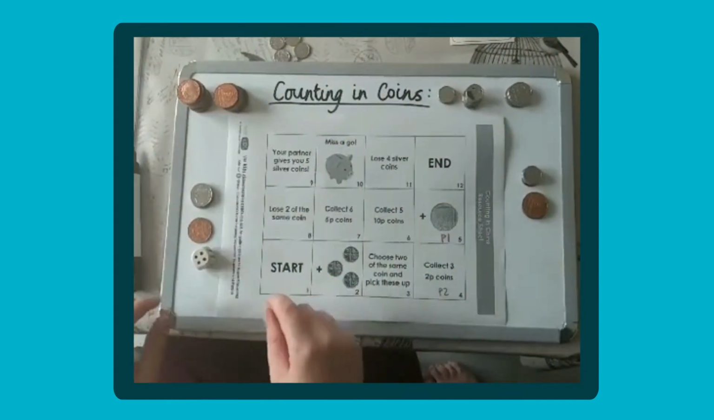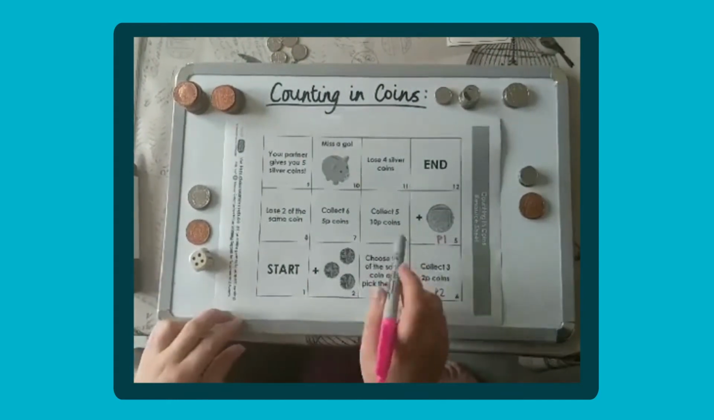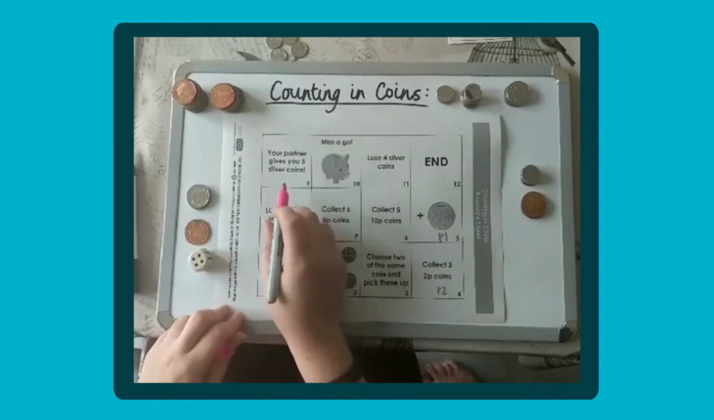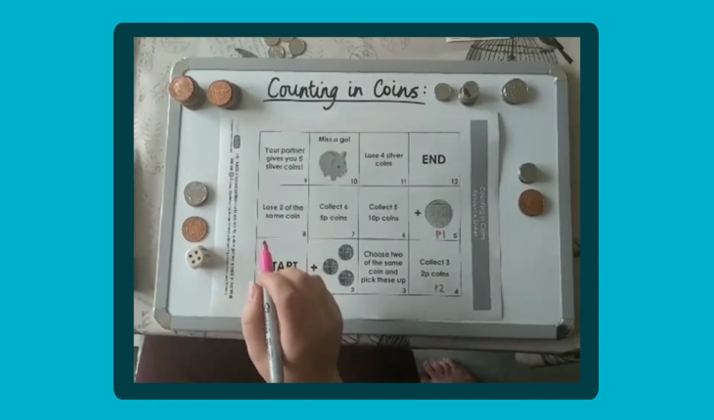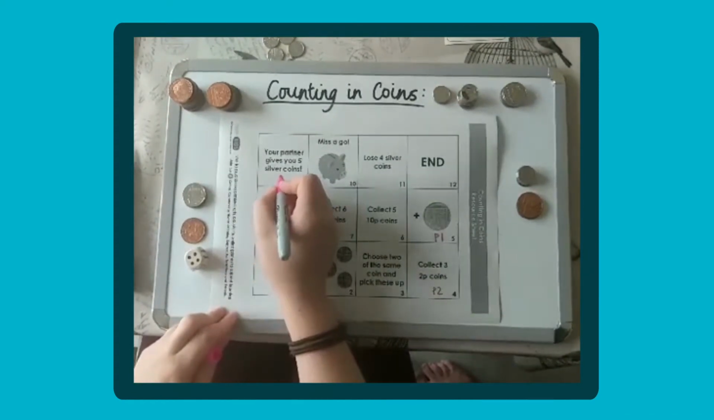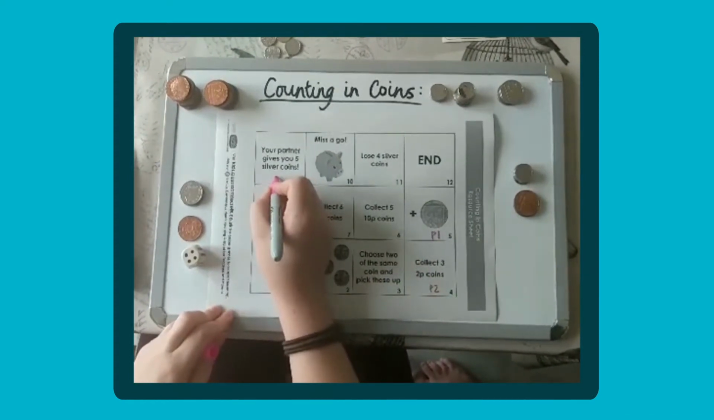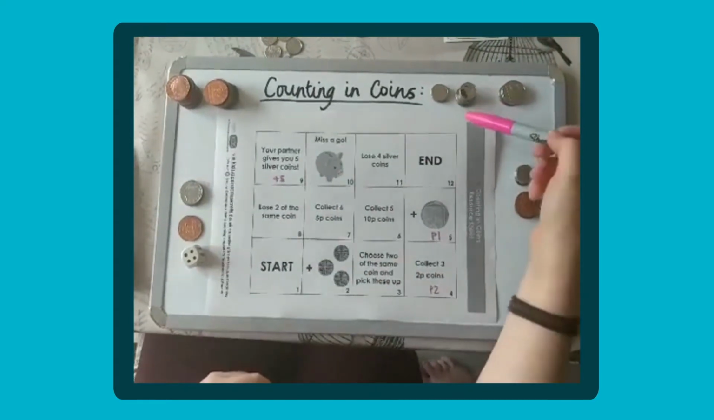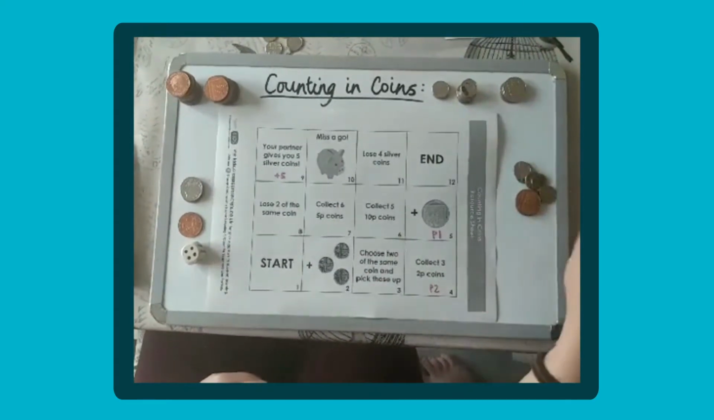Back to player 1. 4. 1, 2, 3, 4. Oh no, that's a good thing. Your partner gives you 5 silver coins. So that in effect means that player 1 will gain 5 silver coins. Now the discussion comes in the fact that we've got 2 types of silver coins, so 5p's and 10p's.